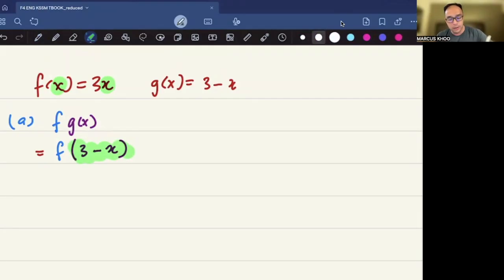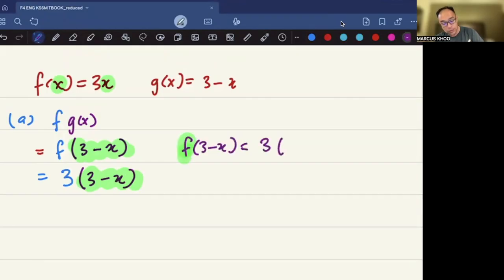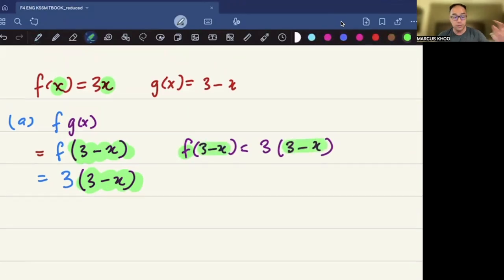Therefore, this will become 3 times (3 minus x). This is our object: 3 times (3 minus x). If I write it in one line, it may look easier for us. f(3 minus x) equals 3 times (3 minus x). Can you see how it looks now? See, the object is here. Compare this one and this one.